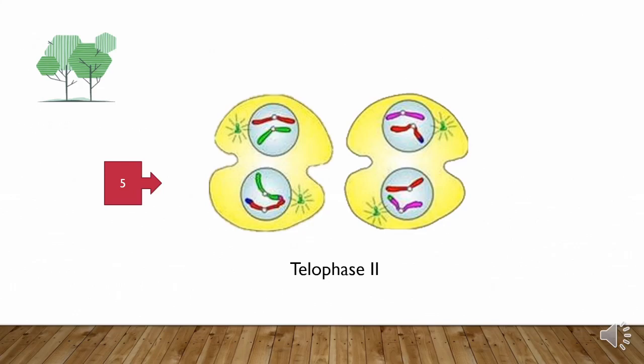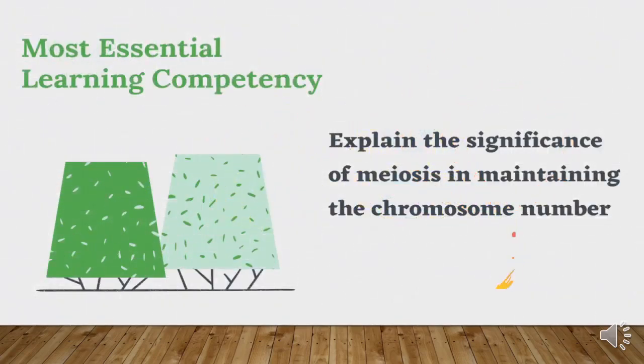Today, we will be discussing the significance of meiosis in maintaining the chromosome number. But before that, let us know first what is our most essential learning competency for today. Okay, our most essential learning competency is to explain the significance of meiosis in maintaining the chromosome number.